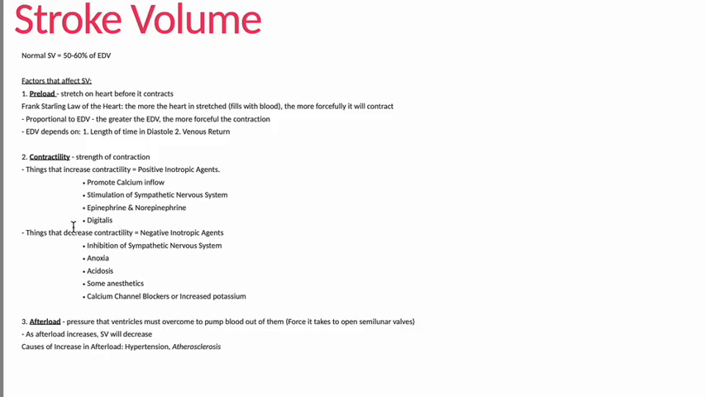Digitalis is also a medication. This is a medication for a long-term condition. So this is going to increase contractility on the long-term setting. It's the medication that your patient will probably take every day. Things that decrease contractility are called negative inotropic agents, such as inhibiting the central nervous or sympathetic nervous system. If we inhibit this sympathetic nervous system, we're going to inhibit that stress response, that emergency alert system, and the heart does not need to beat as strongly.